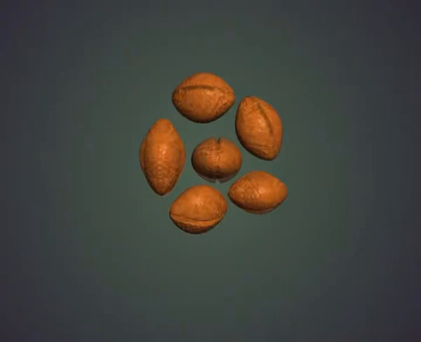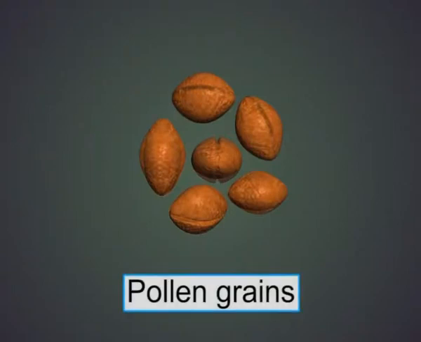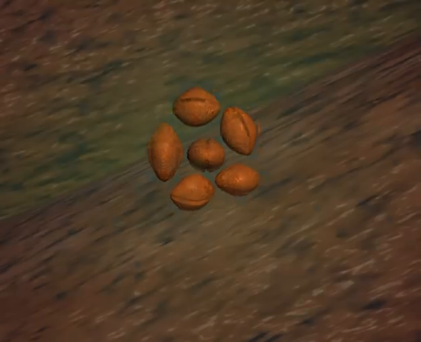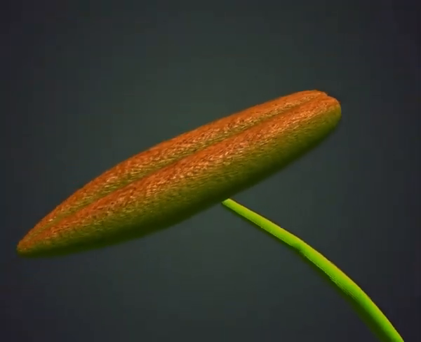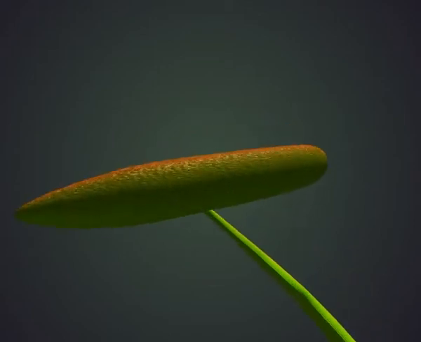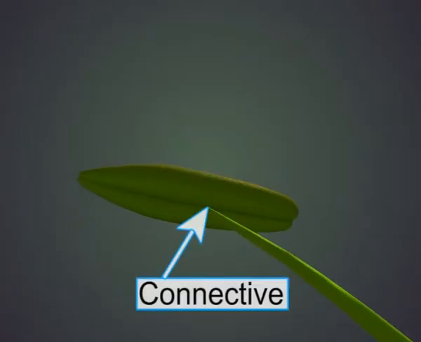Further, you can see that the minute rounded bodies known as pollen grains are produced by the anthers, which are the orange or yellow structures. Each anther usually consists of two anther lobes connected by a connective.